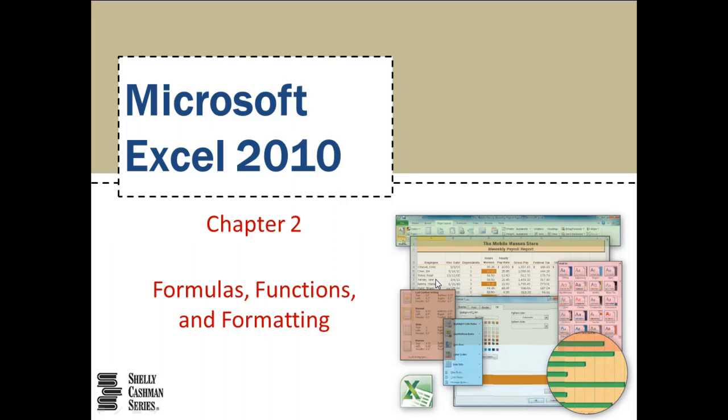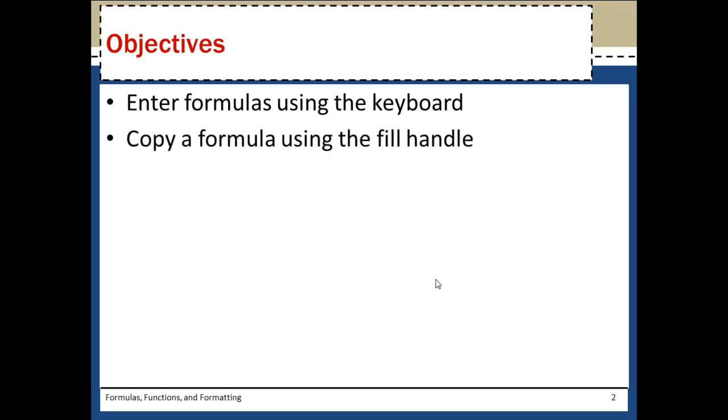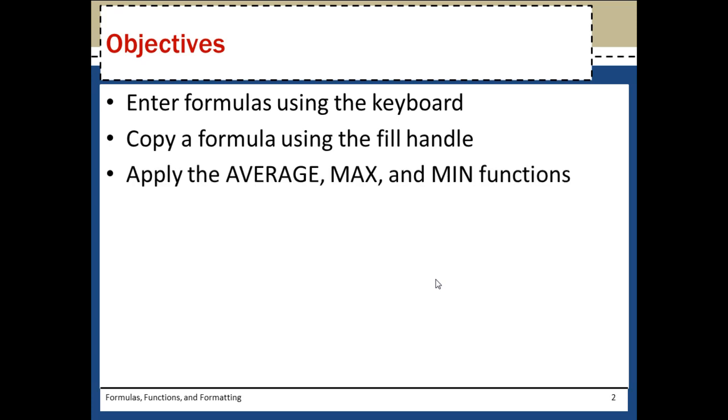In Excel Chapter 2, we will be working with formulas, functions, and formatting. We will cover the following objectives in this video. Enter formulas using the keyboard, copy a formula using the fill handle, apply the average, max, and min functions, and finally, we will add conditional formatting to cells.